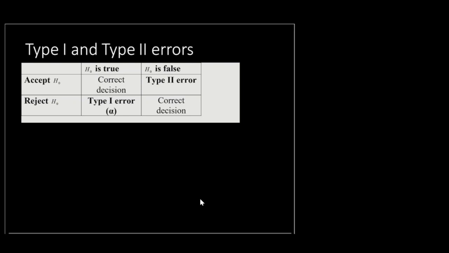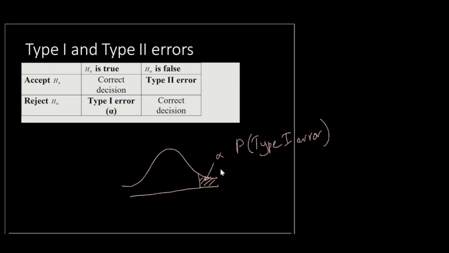What happens when we reject the null hypothesis? For example, this is your rejection region, alpha. If we reject the null hypothesis when it's true, then we are committing a type 1 error. Now, the probability of committing a type 1 error is simply the probability of the rejection region, which is alpha.